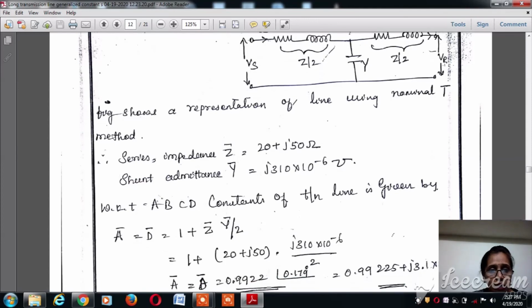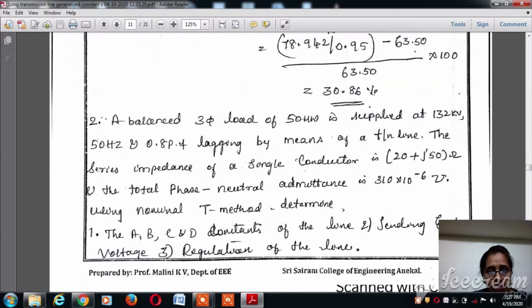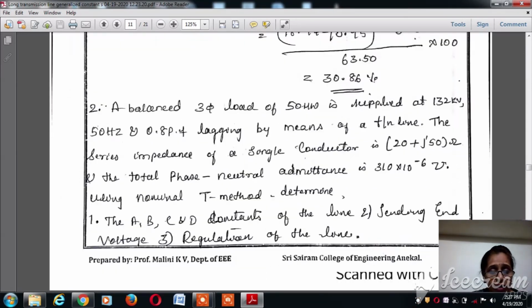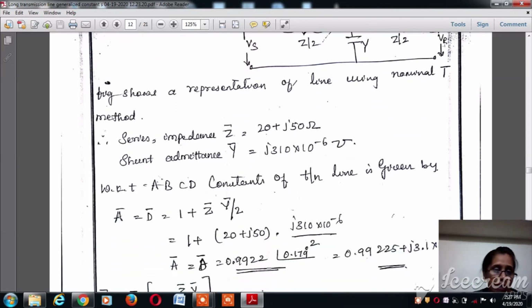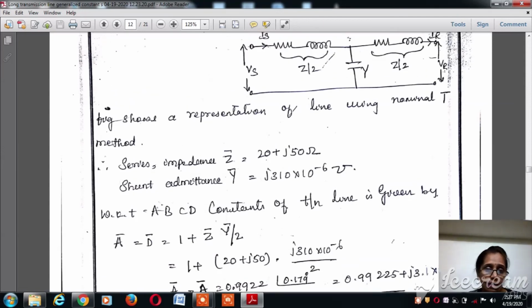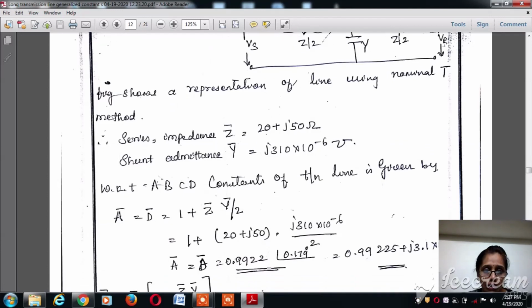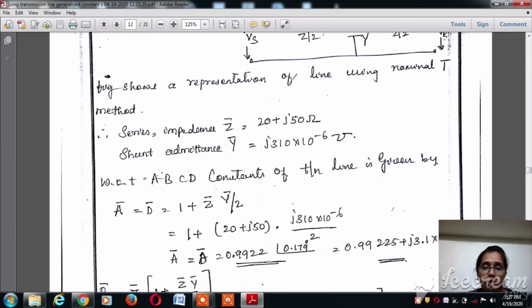Now let us see what needs to be done in this problem. We need to find the ABCD constants of the line, the sending end voltage and then the regulation of the line. Now to find the ABCD parameters, we need to have the set of standard equations as well as the equation written for the equivalent diagram of the T network, that is the nominal T network, drawn according to the parameters that are given.